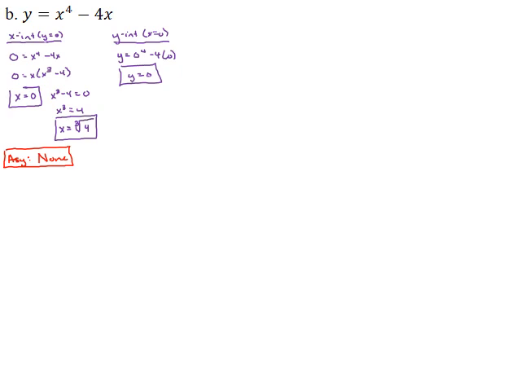All right, so now to your calculus part. I need the first derivative. So y prime is going to equal 4x cubed minus 4, and I'm going to set that equal to 0 to find the critical numbers.